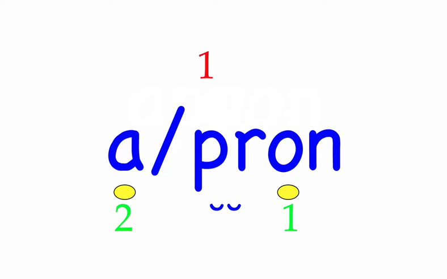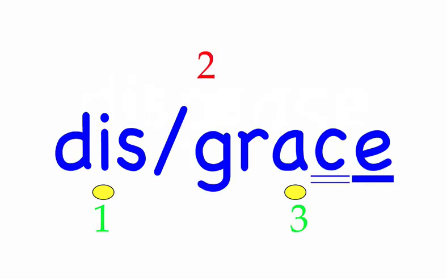Row 3, disgrace. What was said was a disgrace. Disgrace. Dis, 3 sounds. D, I, S. Grace, 4 sounds. G, R, A, S. Disgrace. Mark the word. Disgrace.